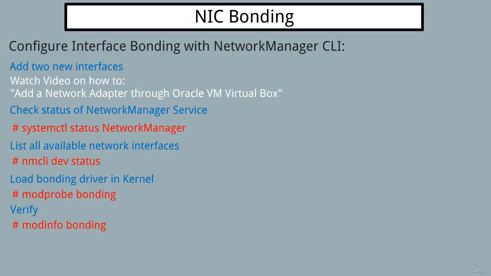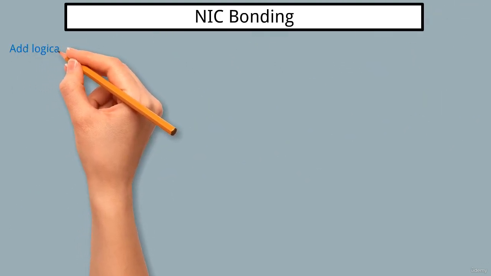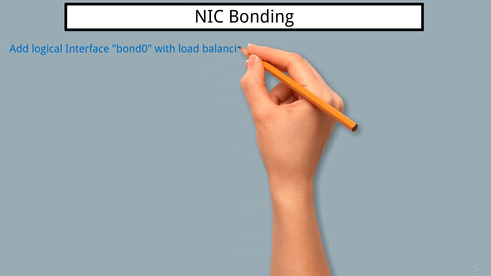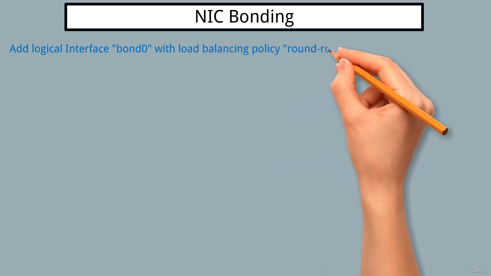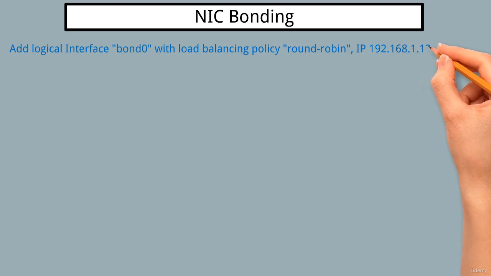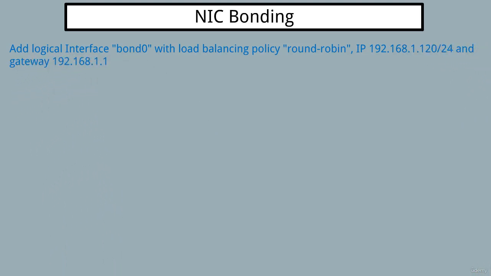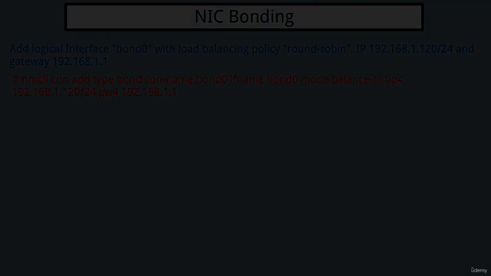So now what we're going to do is add a logical interface, which is bond0, with a load balancing policy of round robin, with the IP address of 192.168.1.120. If you're using a regular modem with the gateway of 192.168.1.1, you can use the same example as I am using. Otherwise, change it according to your network environment or how you have it set up in your home.